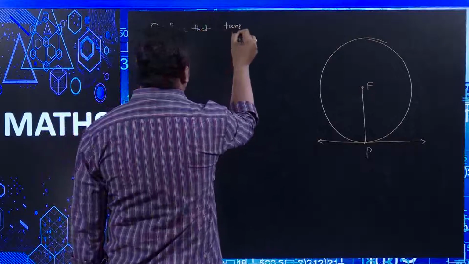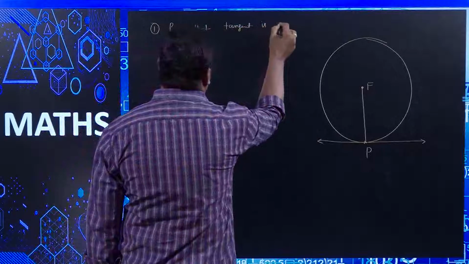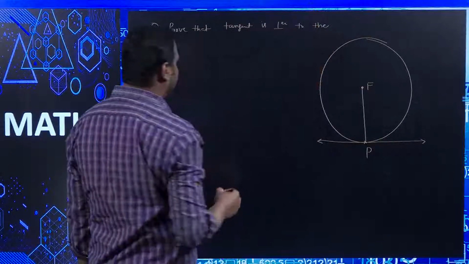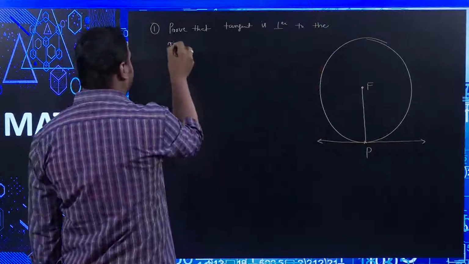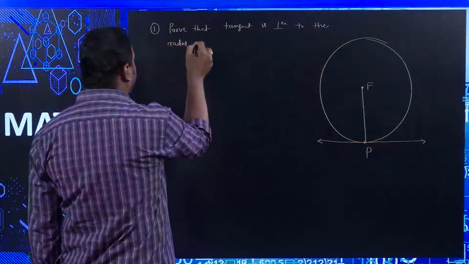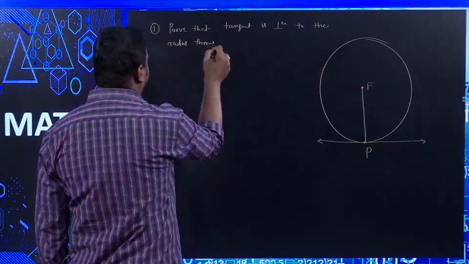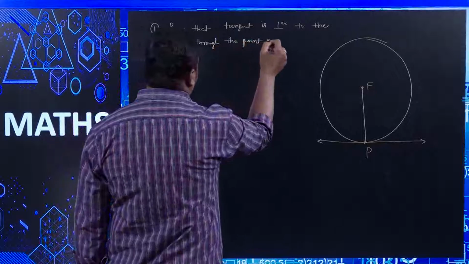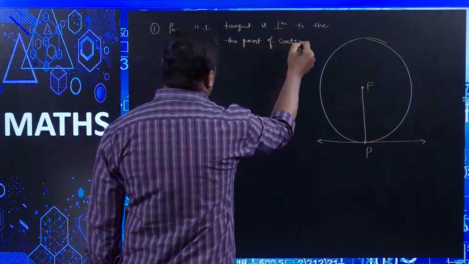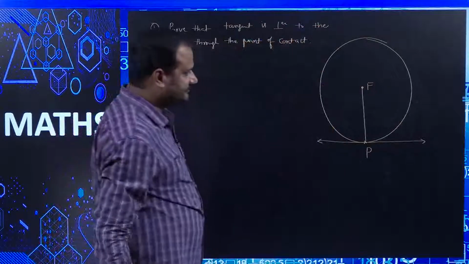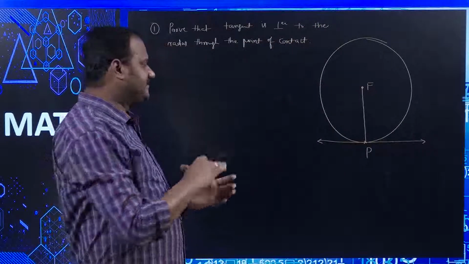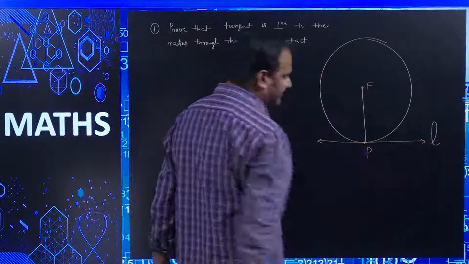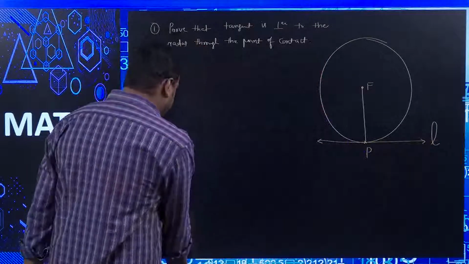the tangent is perpendicular to the radius, or the radius is perpendicular to the tangent. So prove that the tangent is perpendicular to the radius through the point of contact. In order to prove this, I am going to take some points on the tangent. So this is the tangential line, let it be L. L is the tangent. So I am going to take a few points.